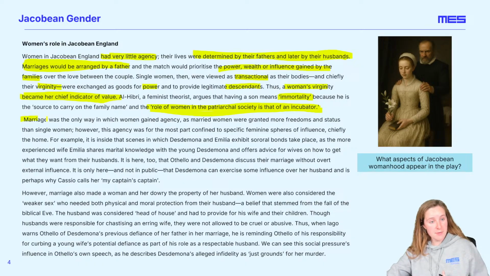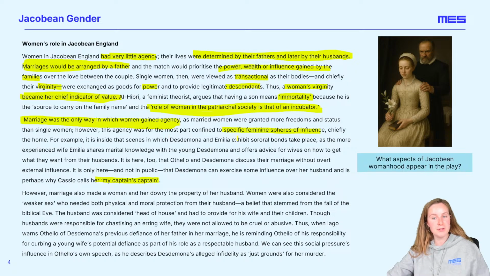We also have this idea of marriage as a way that women gain agency. She's able to convince Othello of things, for example, that she should be able to go to Cyprus. She's allowed to do that, whereas if she was unmarried, she definitely would not. But we also have this idea of, as Cassio says, her being my captain's captain, because she, as well as the other characters, think that she will be able to influence Othello's decision about Cassio's job.